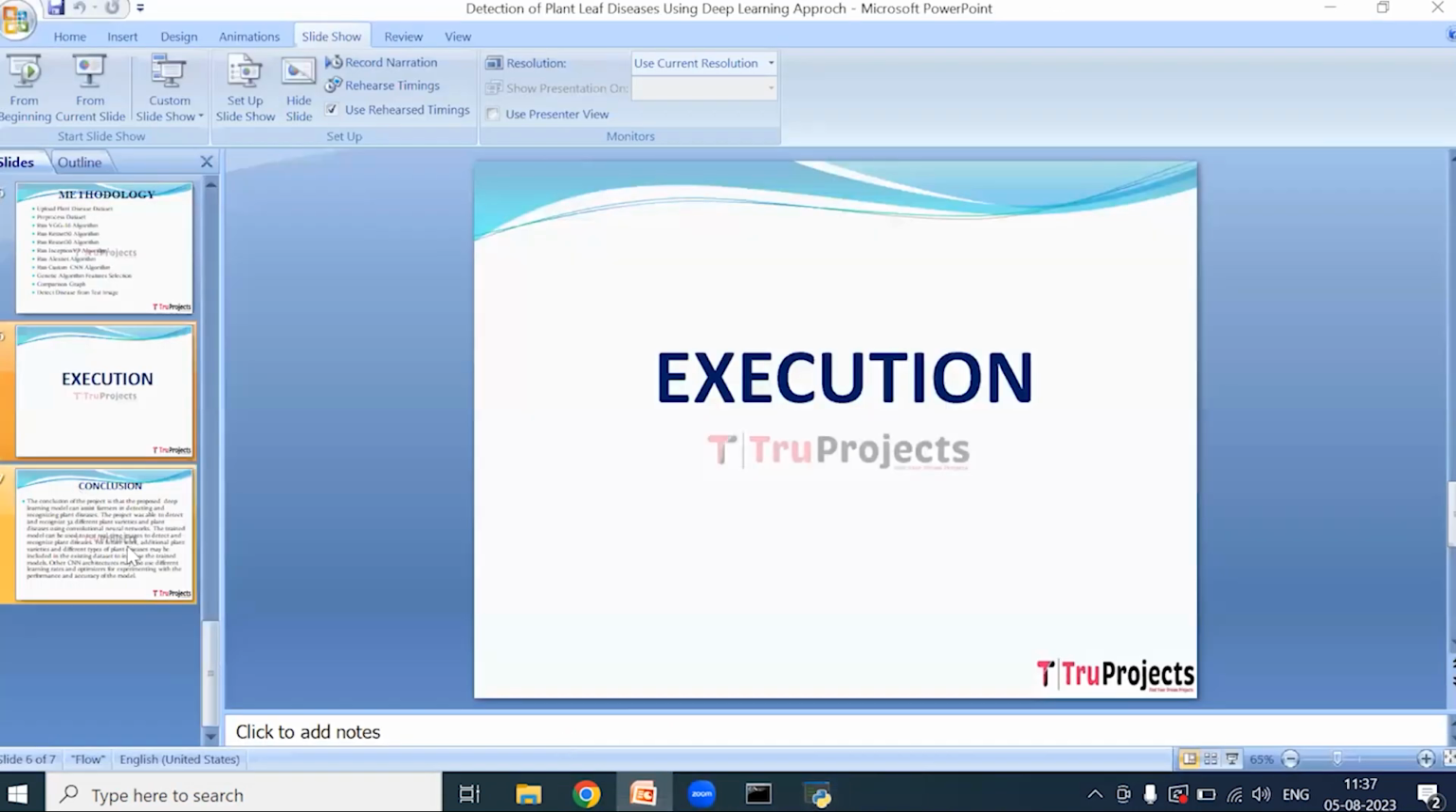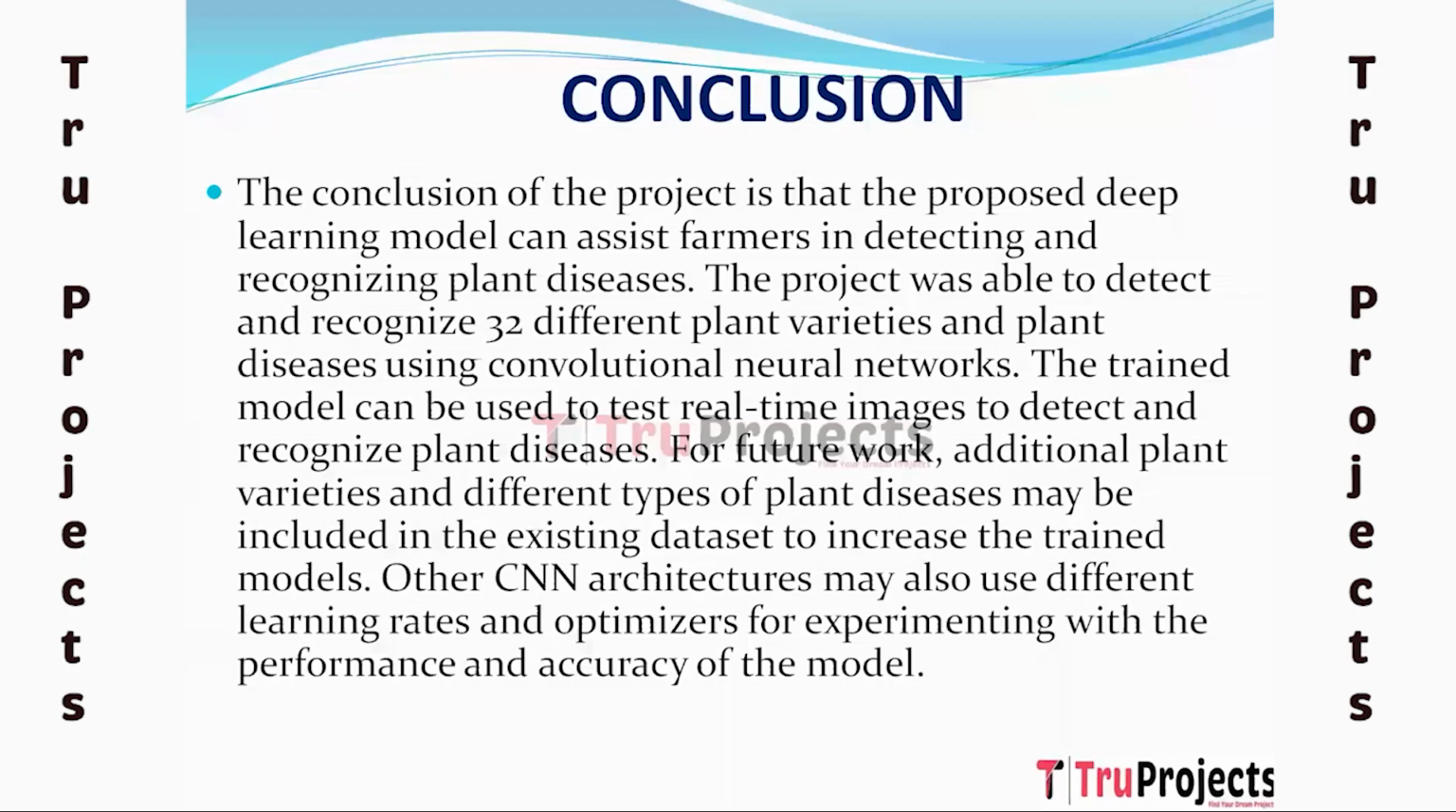And the final conclusion of the project is, the project concluded that the proposed deep learning model can help farmers detect and recognize plant illness. Using convolutional neural networks, the project was able to detect and recognize 32 different plant kinds and plant illnesses. The trained model can be used to detect and recognize plant illness in real-time photos.